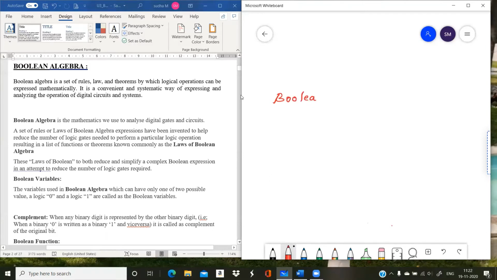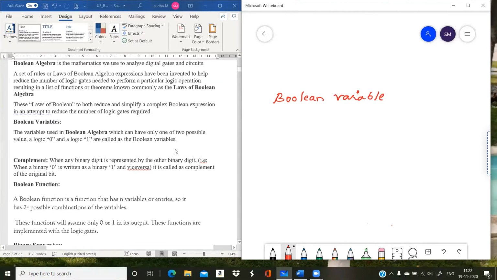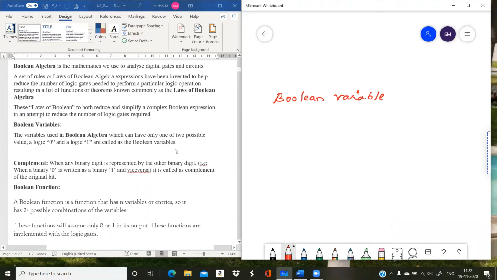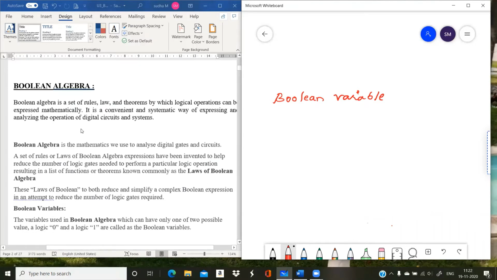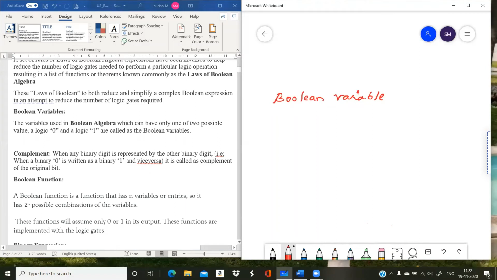See, a Boolean variable. In mathematics, if you consider, to represent any variable, we use alphabets just like A, B, and we assign some values to this A and B. For example, we can say A is equal to 10, B is equal to 20, and to perform any mathematical operation like addition, A plus B, we can write 10 plus 20. This is understood, right? A means 10, B means 20.